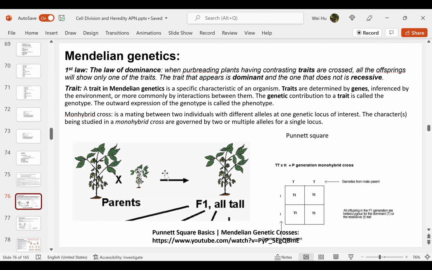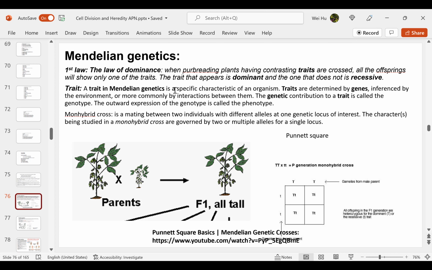The first law of genetics is the law of dominance. In early genetic times, they did not have a concept of alleles, so they used the name traits. Because we are linking to modern genetics, in this class we'll use alleles. Let's say you have two parents.